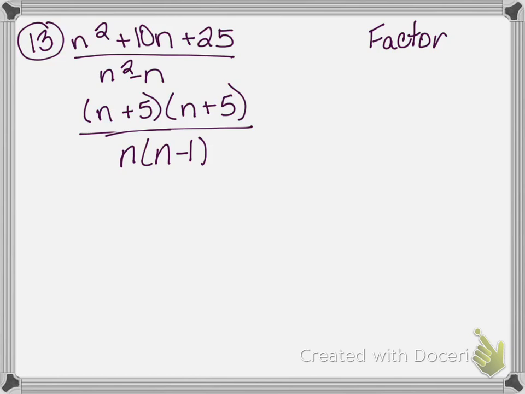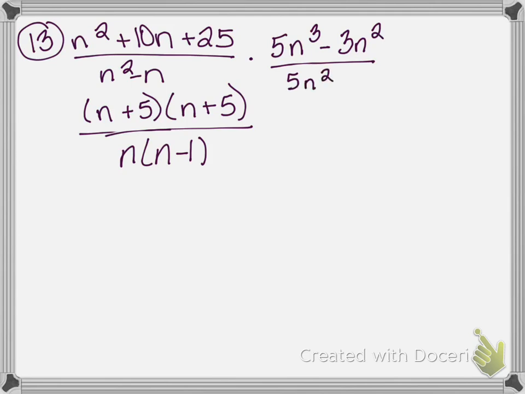Yeah, it's times 5n to the third power. So the original problem is times 5n to the third power, minus 3n to the second power, and then over 5n to the second, plus 22n minus 15. Oh, now I remember why everybody was struggling with this one, because it was that factoring.